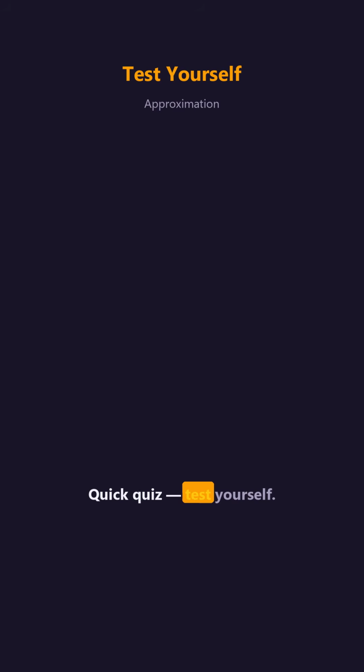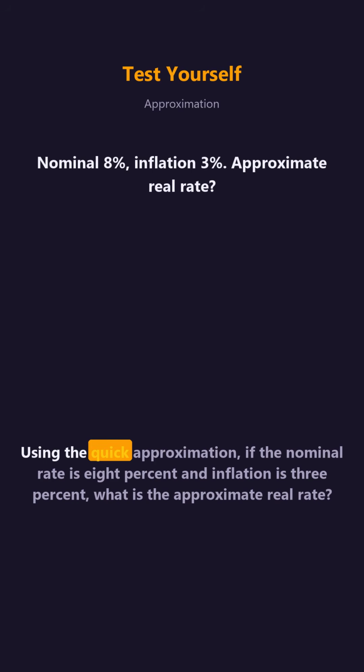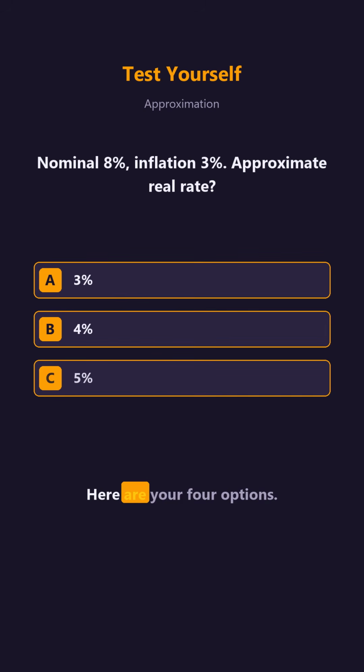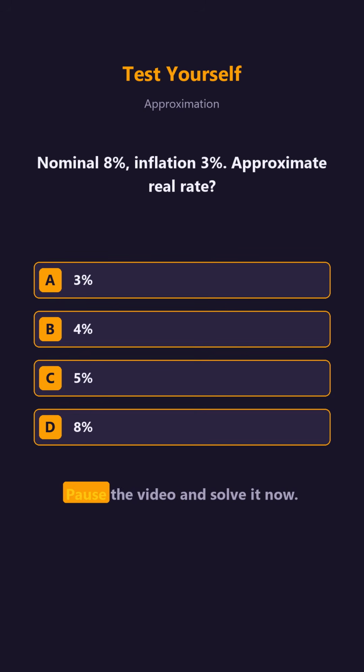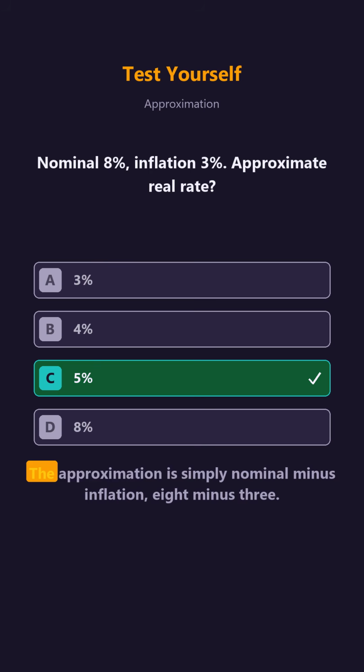Quick quiz, test yourself. Using the quick approximation, if the nominal rate is 8% and inflation is 3%, what is the approximate real rate? Here are your 4 options. Pause the video and solve it now. The correct answer is C, about 5%. The approximation is simply nominal minus inflation, 8 minus 3.